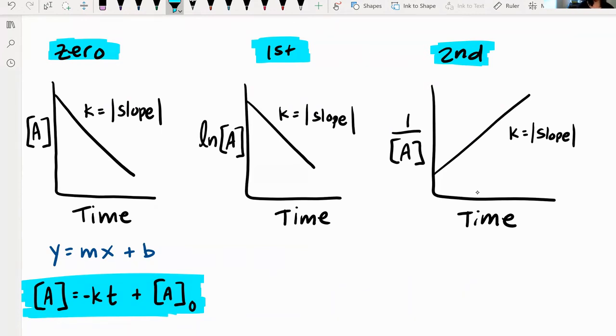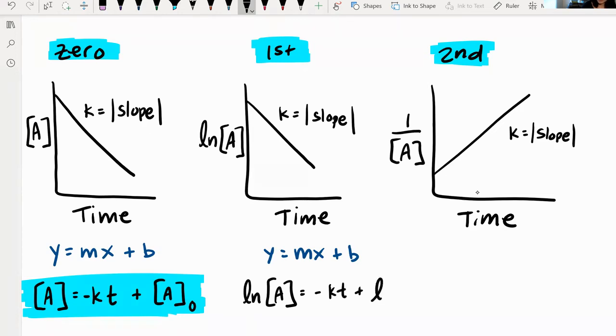Now, let's move over to the first order. We're going to do the same thing. Let's write out the y equals mx plus b format. Same thing, it's just we have a different y. It's natural log. So it's going to be ln concentration of A is equal to negative kt plus the natural log of A at time 0. That's your integrated rate law for first order reactants.